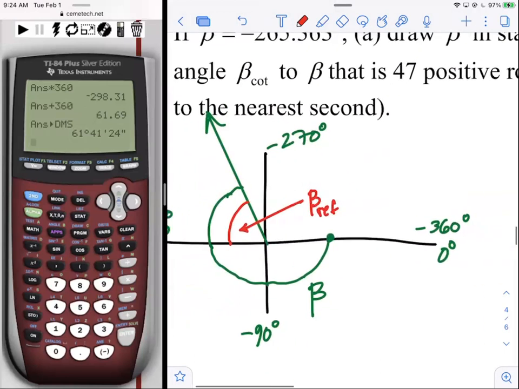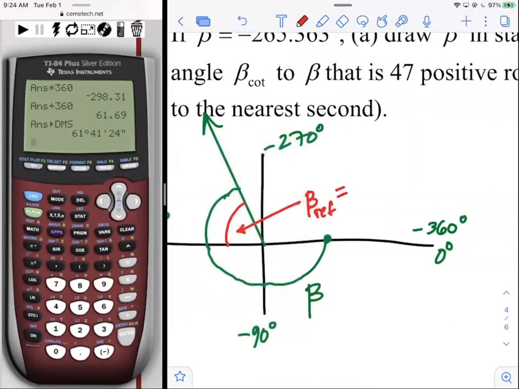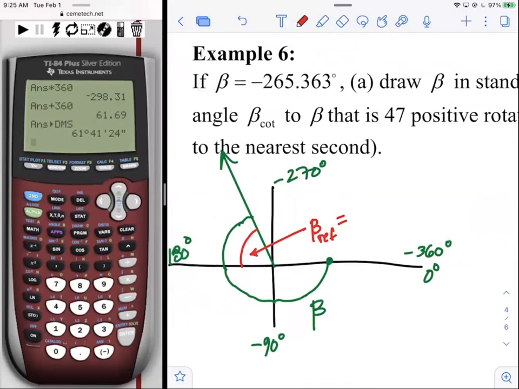Now, how can I find it? Now, I've got to be careful. If I do beta minus 180, beta is a negative number. If I do a negative number minus 180, or plus 180, that's still going to give me a negative angle, isn't it? So here's where you have to kind of jettison or abandon the negative. The negative just tells you which way to rotate. Now I want to work with scalar quantities. I want to work with magnitudes. I rotated by 265.363 degrees. Yes, that's the magnitude.